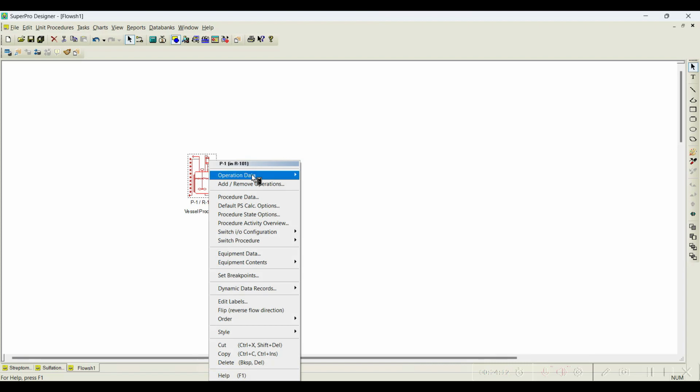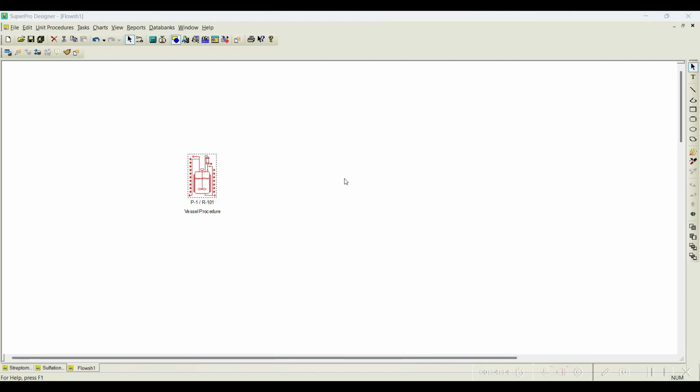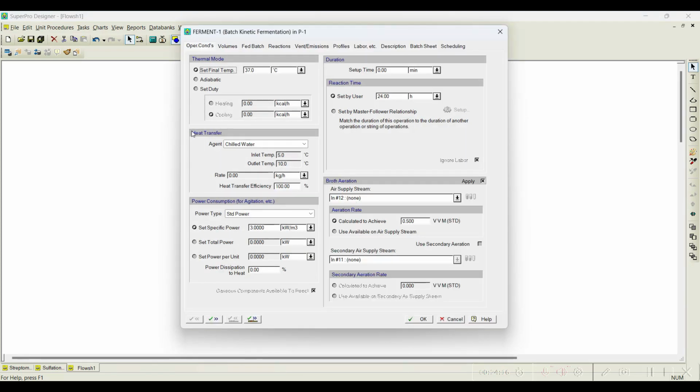Let us go to the ferment operation, the ferment kinetic operation. In this dialog box, you can notice the major difference between the react and ferment operation: this is the box where we can see the broth aeration, because during fermentation, if it is aerobic fermentation, definitely you need to charge the air. Even in some cases of anaerobic fermentation, sometimes initially it requires air, oxygen, for cell growth, and later we stop the aeration and make it a completely, 100% anaerobic process.